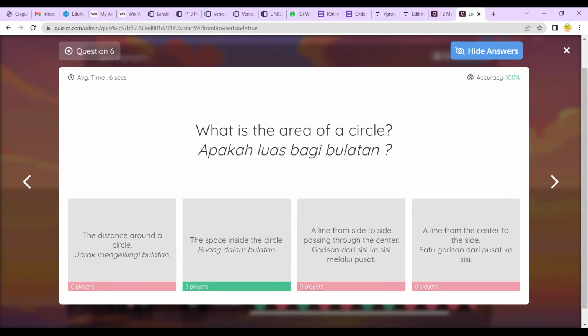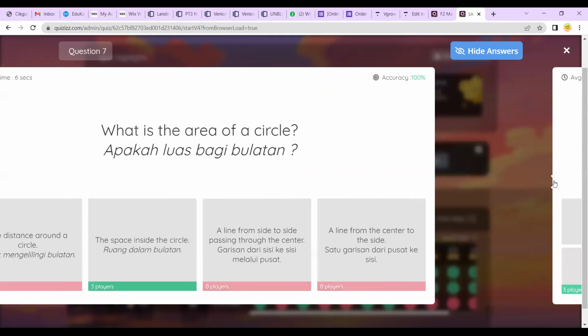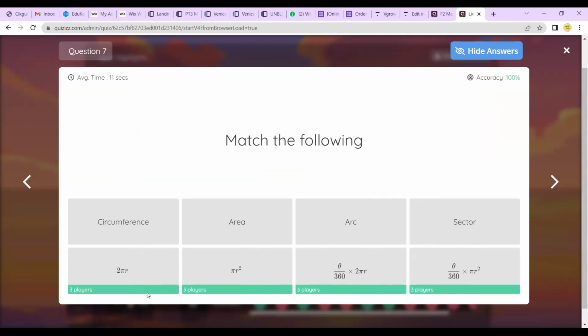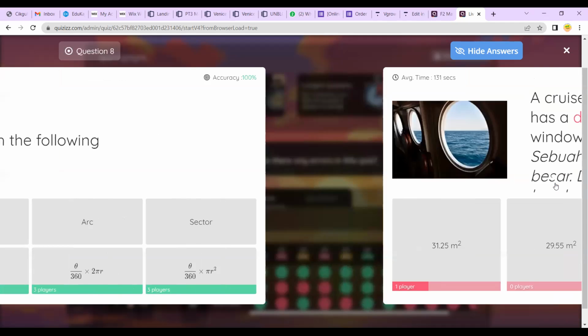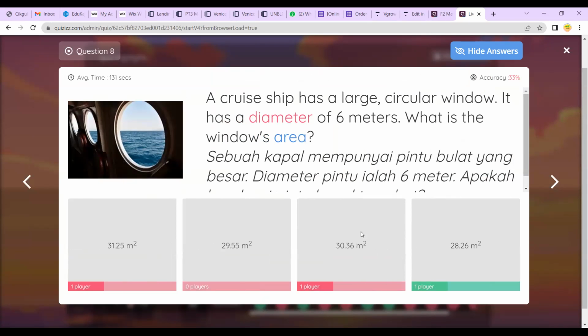So next, area. This one, all got it correct. Area, match the following. You see, every one of you knows the formula. Somehow the calculation is incorrect, so we will discuss the calculation. Here again, a cruise ship has a large scale, then it has a diameter. Area, right? Just now we talked about circumference.